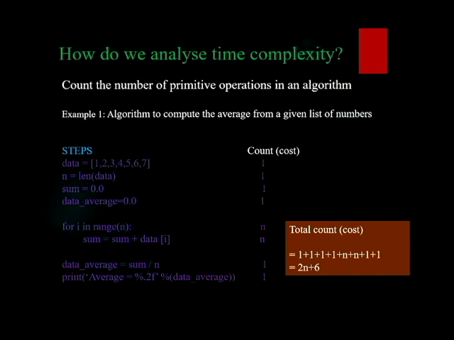After that, let's count the total. How many steps were taken? 1 plus 1 plus 1 plus so on, that's what we get. So this is the equation. If I replace n, which is 5 in our case, because the number of elements in our array is 5, right? So what will be the total time? 2 times 5 plus 1. What is that? 11. 2 times 5 plus 1, so 11, right? So we can say that this algorithm takes 11 units of time to give us the result. Do you agree? Yes or no?